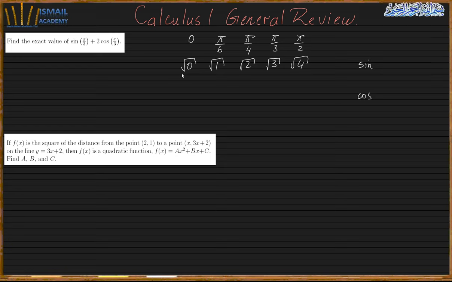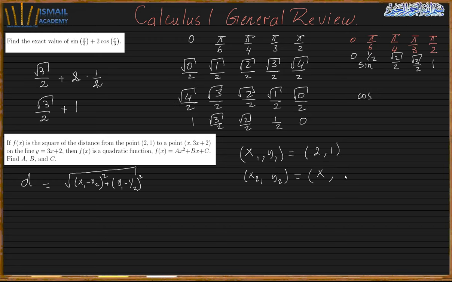Y is 3x plus 2 and it's given to me already here, so I don't need to look for y. What I do here, I just apply the formula. The formula for the distance is this: square root of x2 minus x1, so x minus 2 squared, plus y2 minus y1, so 3x plus 2 minus 1 squared.